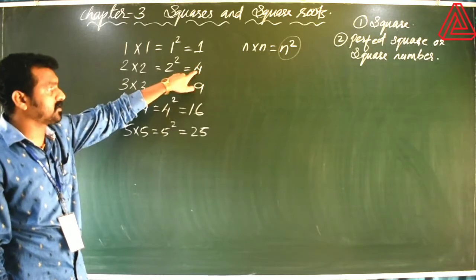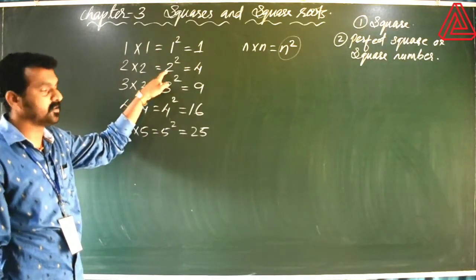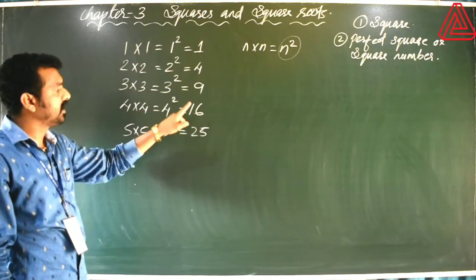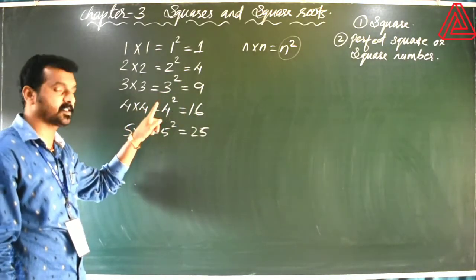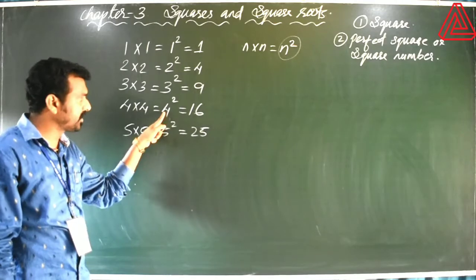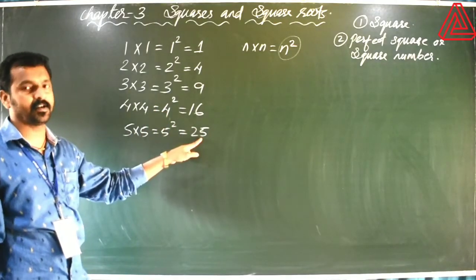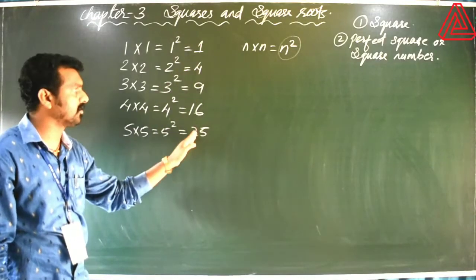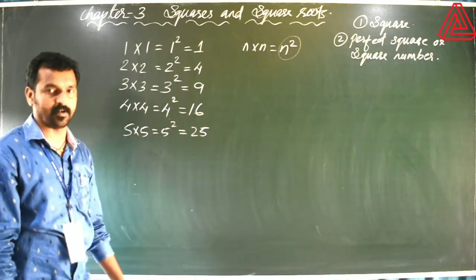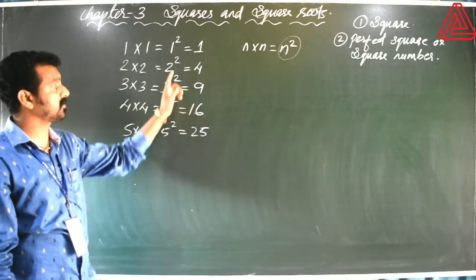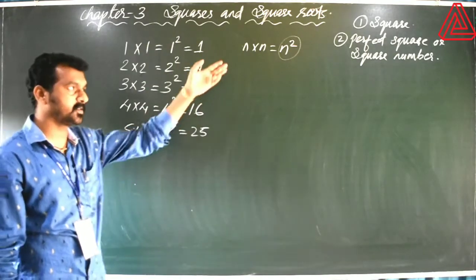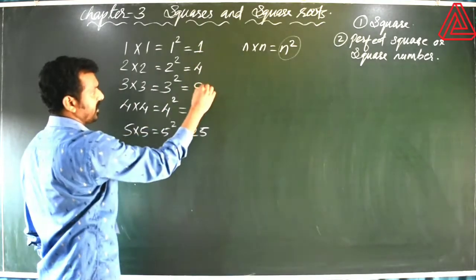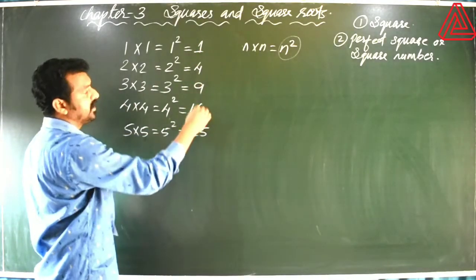4 is a perfect square because it is the square of 2. 9 is a perfect square because 9 is the square of 3. 16 is a perfect square because it is the square of 4. 25 is a perfect square because it is the square of 5. So these numbers are called perfect squares or square numbers. Most of the time we say perfect square. 1, 4, 9, 16, 25, etc.